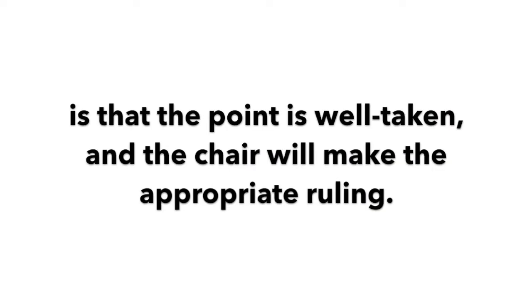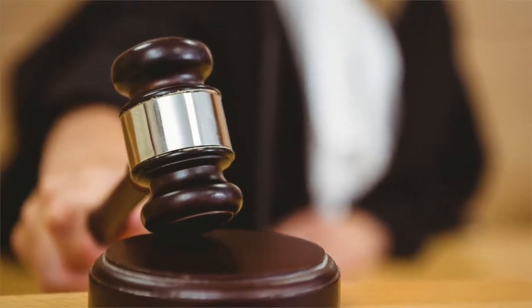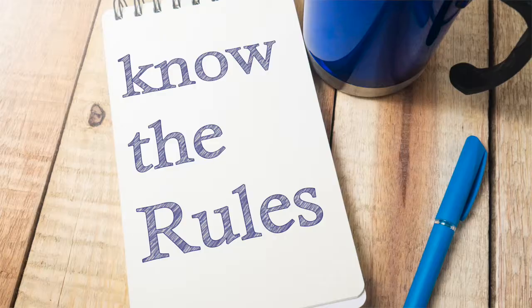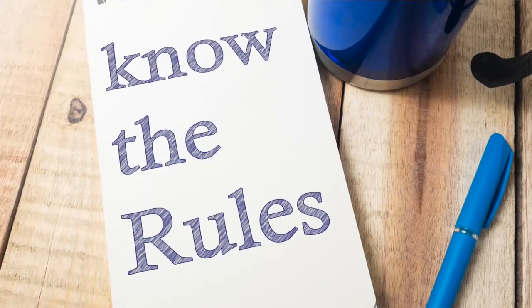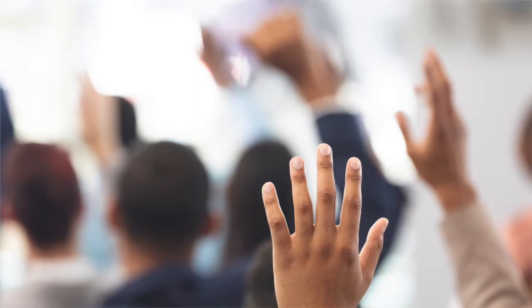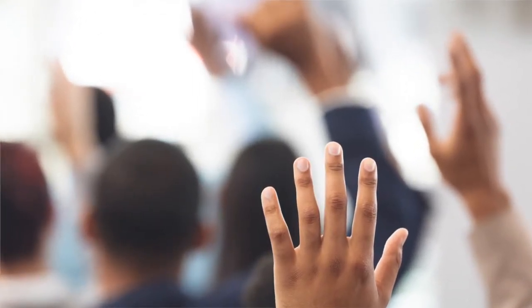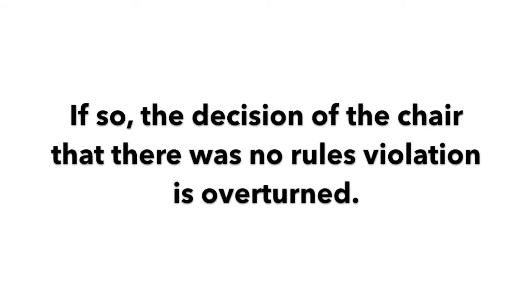If the chair agrees that a violation has occurred, the formal response is that the point is well taken and the chair will make the appropriate ruling. If the chair disagrees, then the point is not well taken and the meeting resumes as if no point of order had been raised. Still think there was a rules violation? Then you can appeal from the decision of the chair and see if a majority of your fellow trustees agree with you. If so, the decision of the chair that there was no rules violation is overturned.